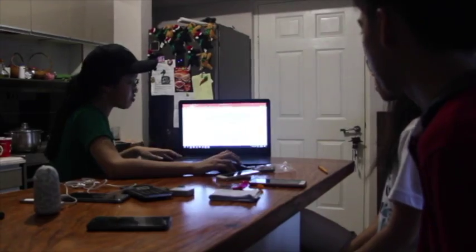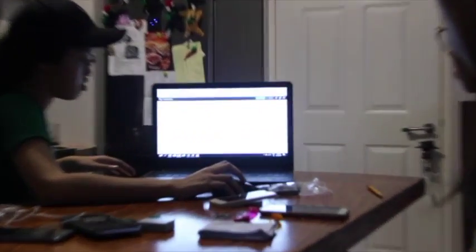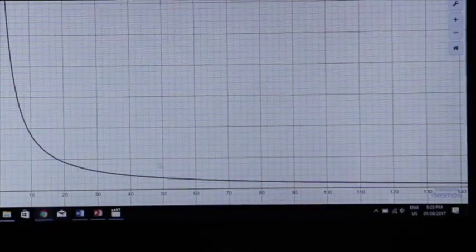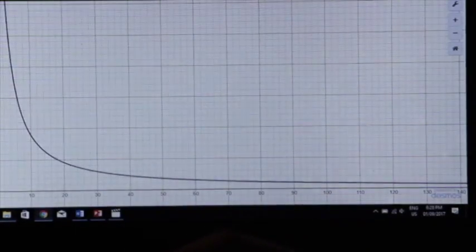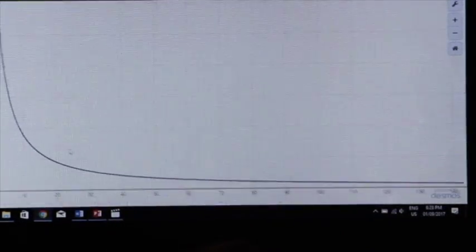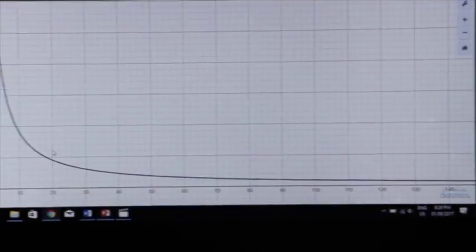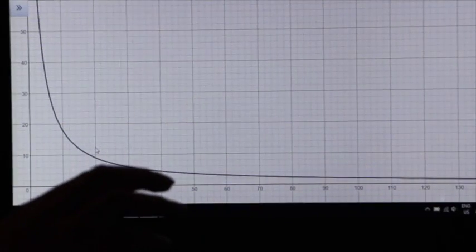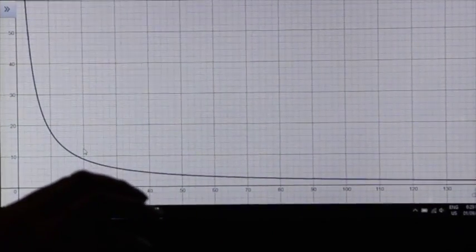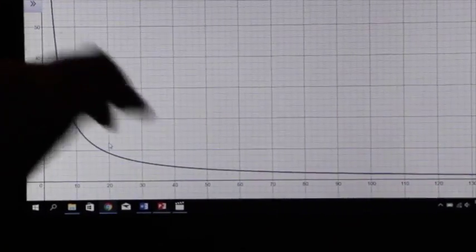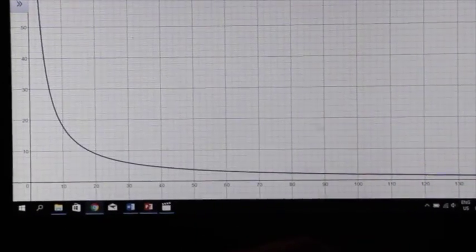Sige. So sa graph, ito yung magiging itsura niya. Assuming na yung distance natin, 180 kilometers na travel ng object, ito yung magiging graph niya. In real life, hindi siya pwedeng maging less than 0, kasi wala namang negative na time tsaka speed.